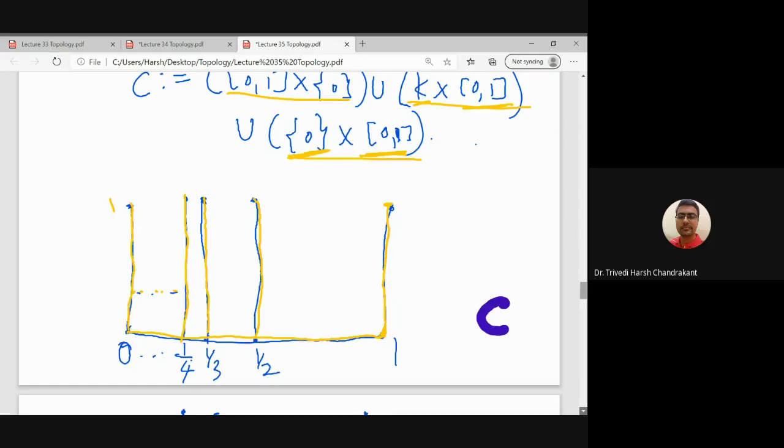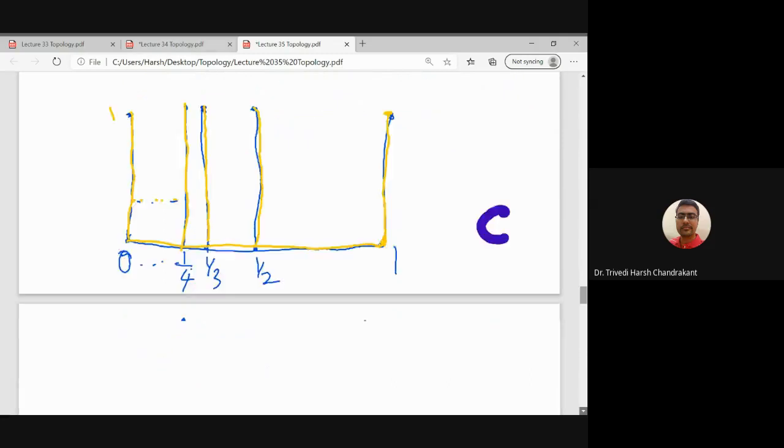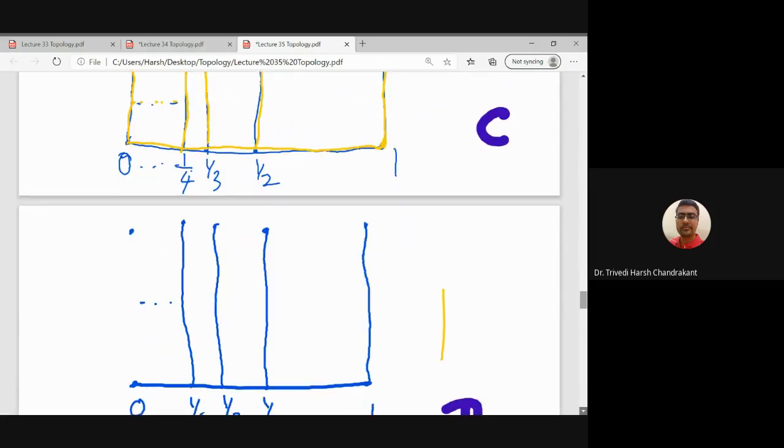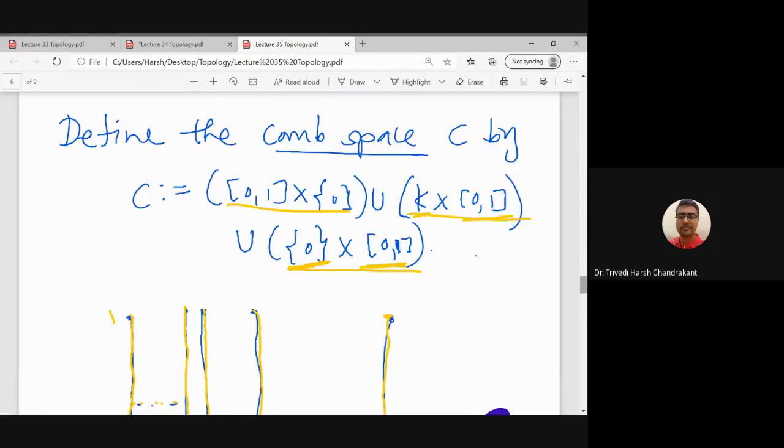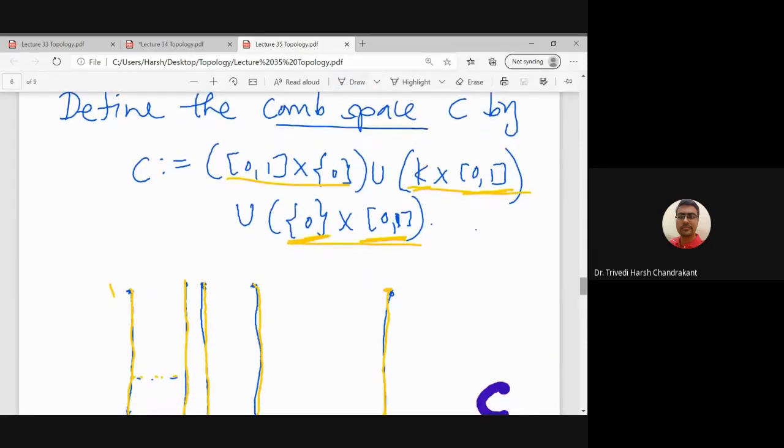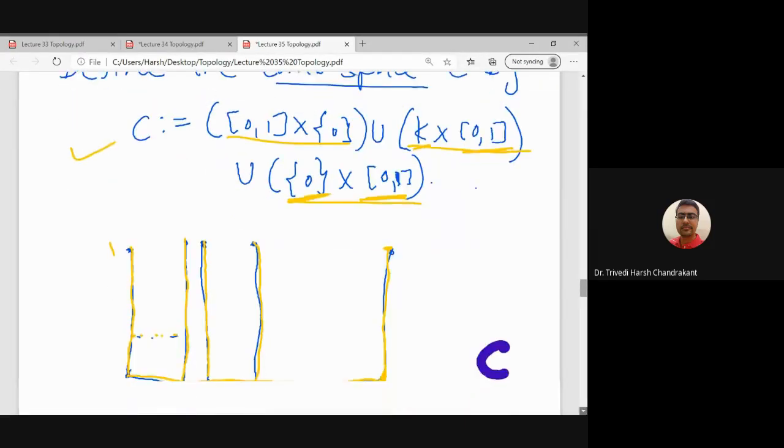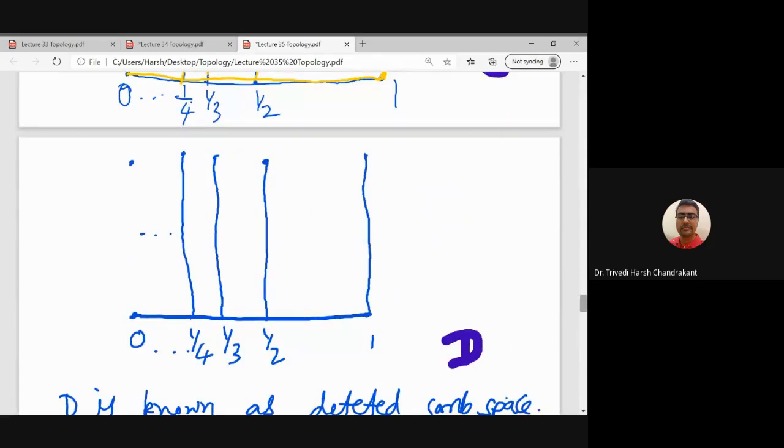Alright. So all these points which we have drawn by line segments, they are elements of the set C, and C is known as COMB space. So we'll see a subset of C which is known as deleted COMB space.